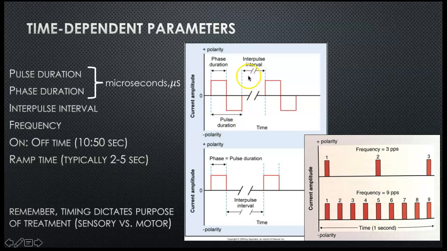And then there's an interpulse interval, which just means the time between when the pulses are delivered. I don't think you get to choose that a lot of times on the machines, but it's something that you should know is happening in the background.